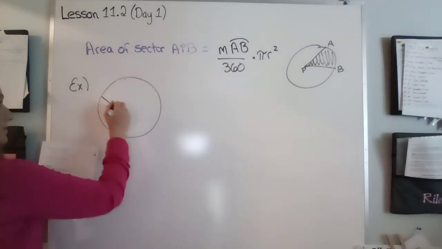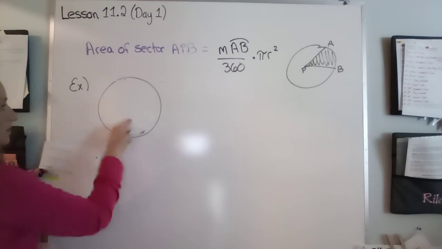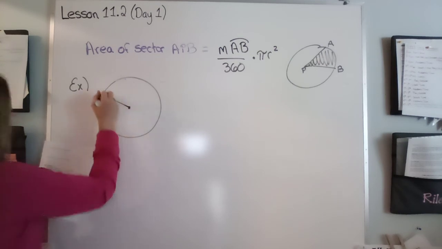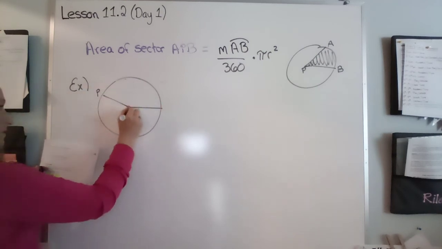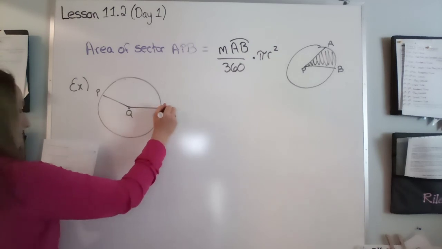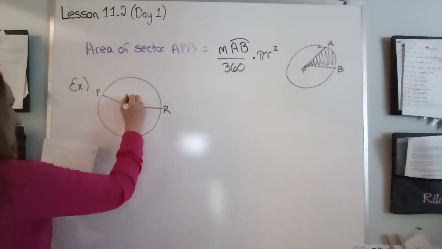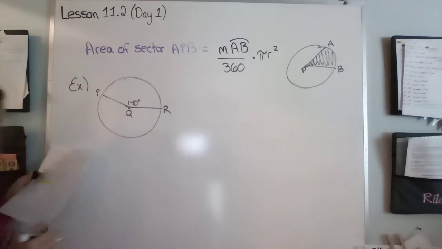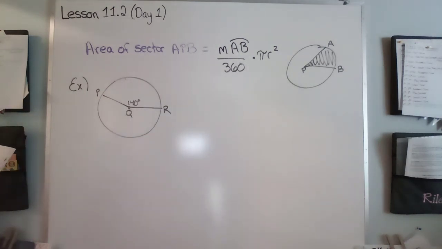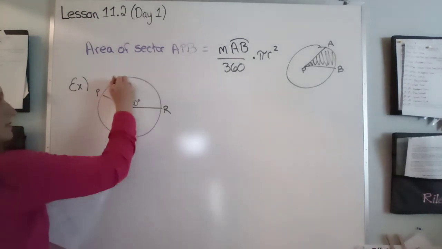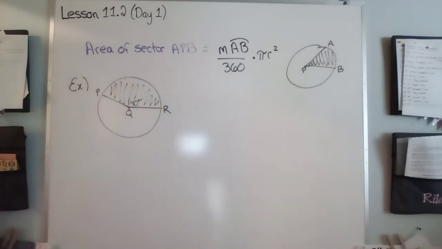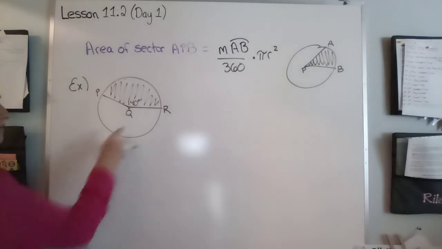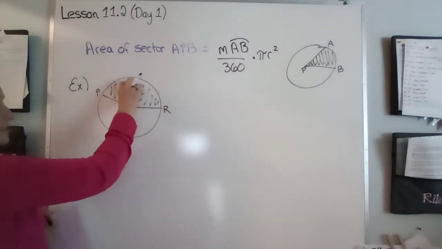We're given a diagram that looks like this. And it says area of sector formed by angle PQR. So they want us to find this sector area right here. To find that area, you first have to figure out, of the entire circle, what fractional part does this represent?